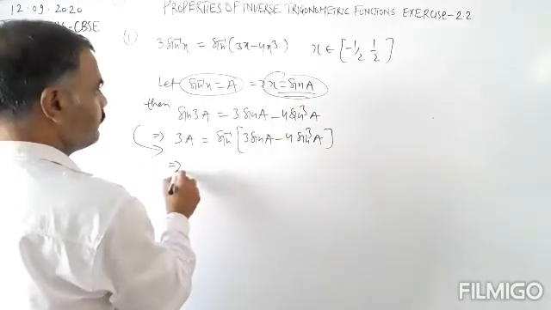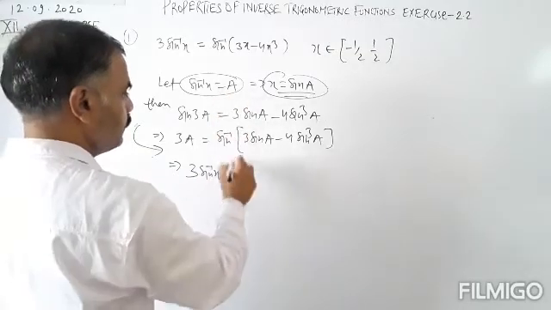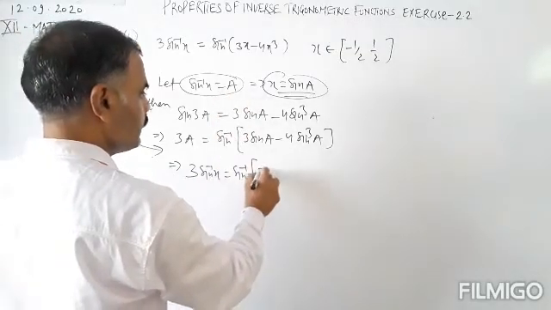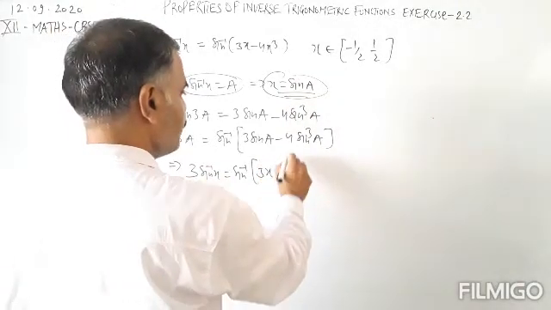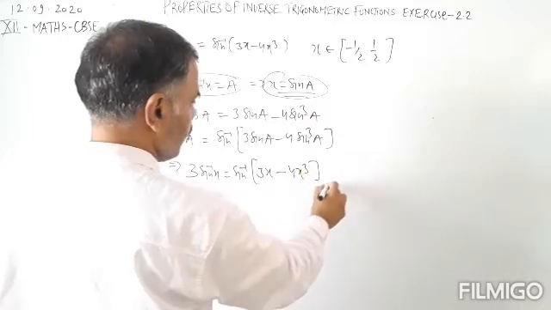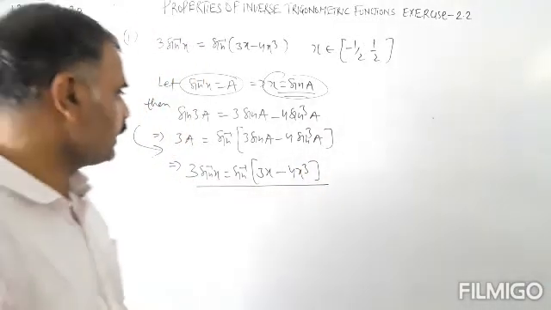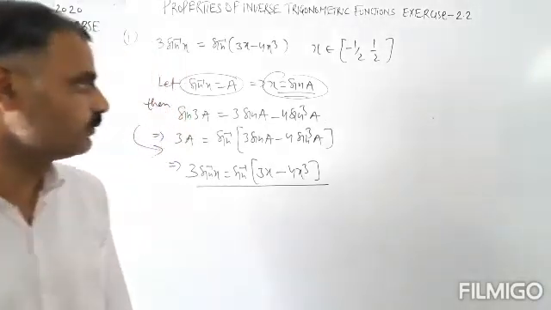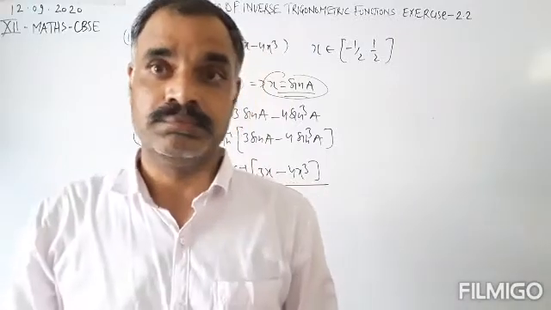We will have 3 into a, that is 3 sin inverse x, is equal to sin inverse of 3 sin a minus 4 sin cube a. Sin a is equal to x, so that is 3x minus 4 x cube. So 3 sin inverse x equals sin inverse of 3x minus 4x cube. This is question number 1.